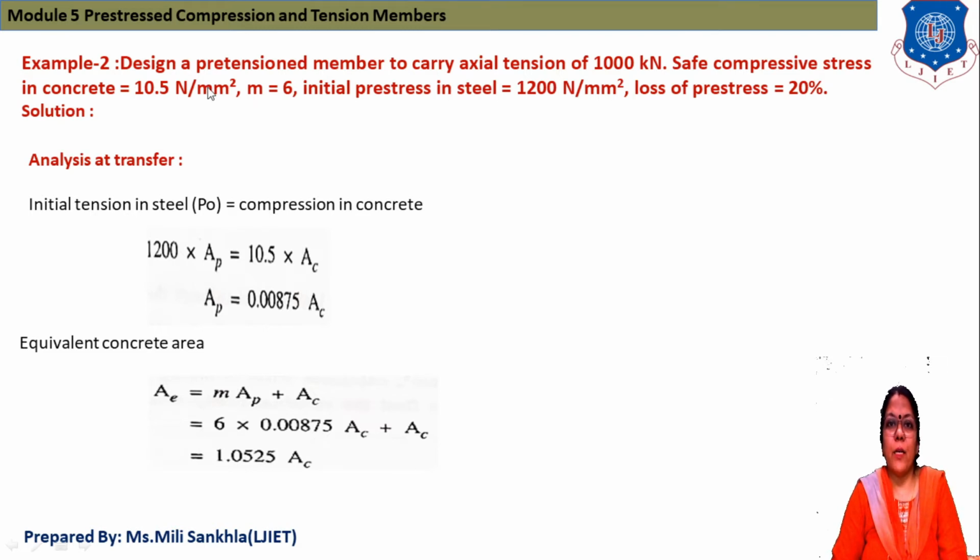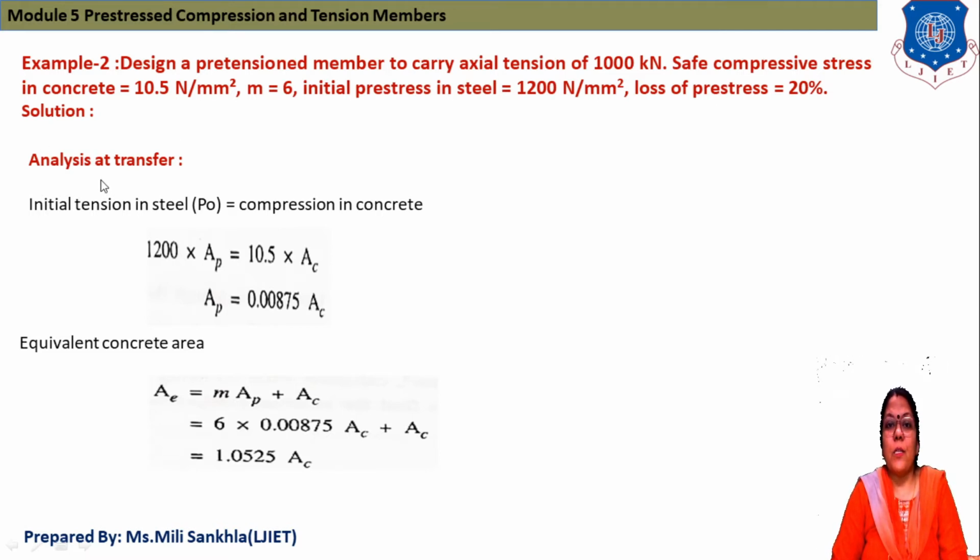Before starting the example, we read the data. Design a pre-tension member to carry a tension of 1000 kN. Safe compressive stress in concrete is 10.5 Newton per mm square. m is equal to 6, where m is the modular ratio. Then initial pre-stress in steel is equal to 1200 Newton per mm square, and loss of pre-stress is equal to 20%.